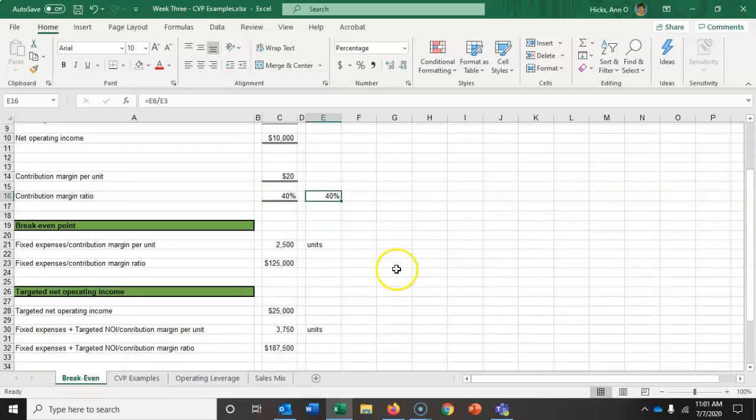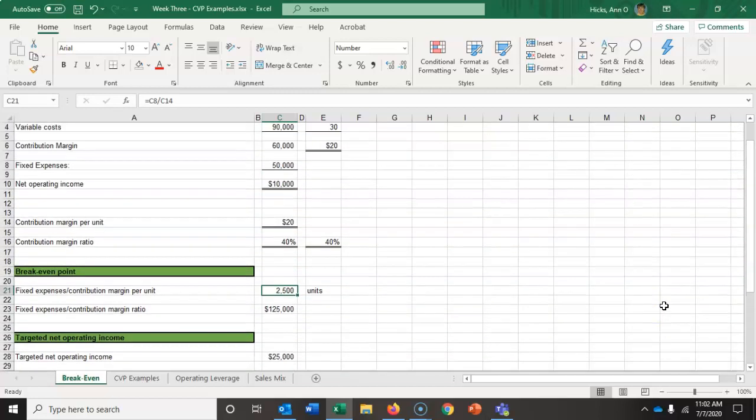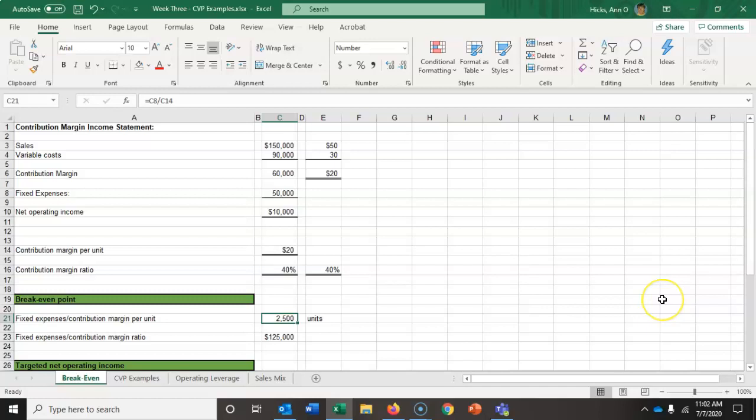So, a couple of things I want to talk about on this particular worksheet. One is the break-even point. The break-even point is the point at which we neither are generating profit nor are we generating a loss. We are literally operating where our expenses equal our sales. And that's a really important piece of information to have at your ready, because that tells you your minimum amount of sales that you need to make in order to not generate a loss.